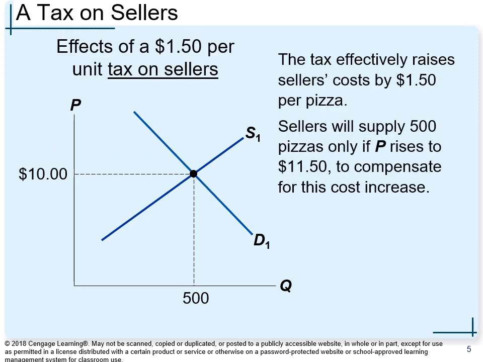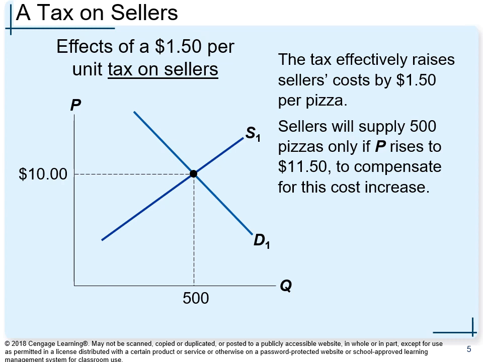Now let's analyze the effect of a $1.50 per unit tax on this market. So suppose that the government comes in and enacts a law where pizza restaurants have to pay $1.50 for each pizza that they sell. Okay, so how does this affect the supply and demand diagram here? Well, this directly affects the supply side of the market because it will directly affect the decisions of firms. Now firms have to pay the tax to the government.